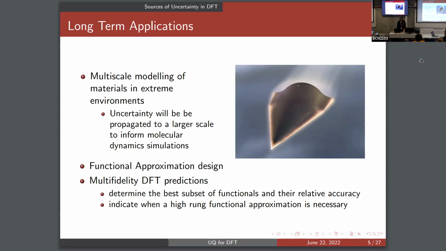Some other potential applications would be to guide the design of new functional approximations, or to guide multi-fidelity approximation in cases where there's a budget for the use of a few functionals, and we need information about which functional approximations should be used.